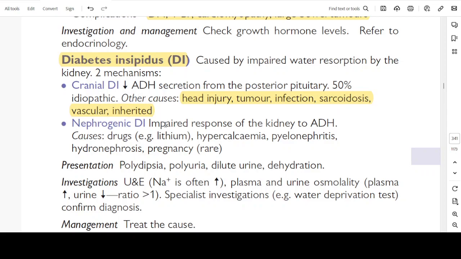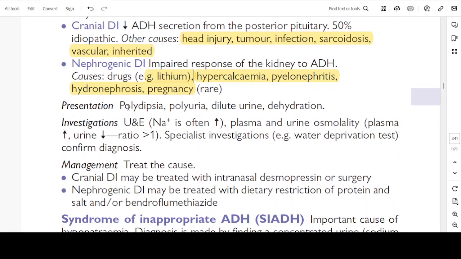Nephrogenic diabetes insipidus, impaired response of the kidney to ADH. Causes are drugs. Lithium is a cause of nephrogenic diabetes insipidus. Hypercalcemia, pyelonephritis, hydronephrosis. Pregnancy is a rare cause of nephrogenic diabetes insipidus. Presentation is polydipsia, polyuria, dilute urine and dehydration.